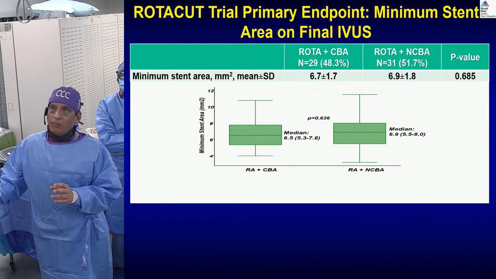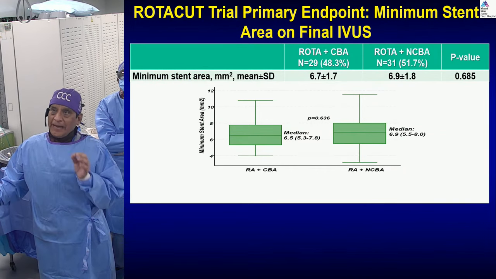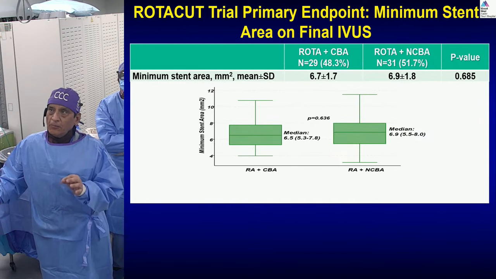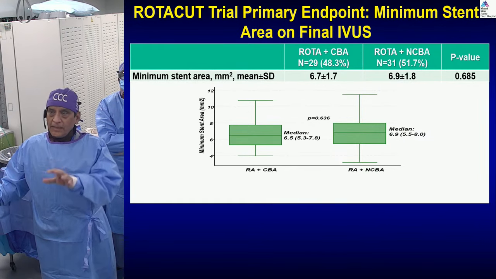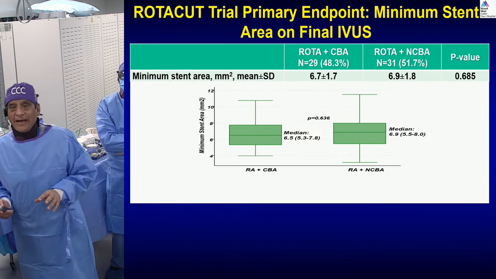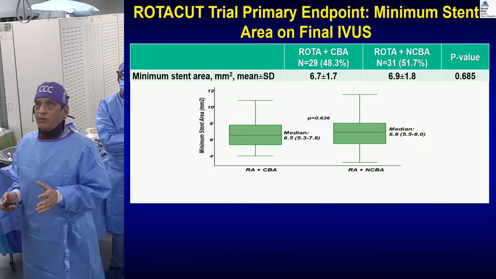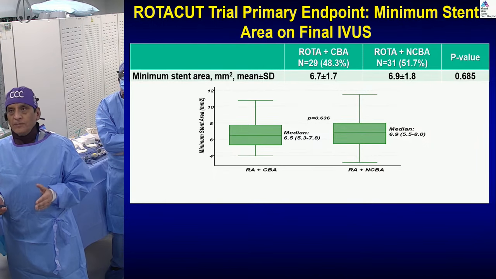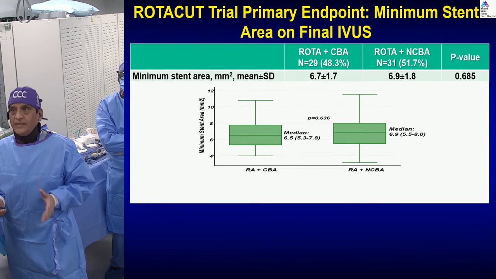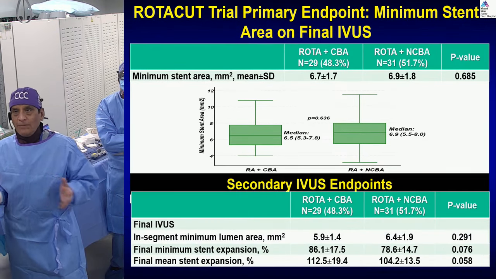The primary endpoint, minimum stent area, MSA, was identical: 6.7 versus 6.9, p-value of 0.68, no difference. Median 6.5 versus 6.9, no difference. So basically, the trial did not meet the primary endpoint that cutting balloon with rotablation gives you a better lumen compared to non-compliant balloon. We did the best possible.